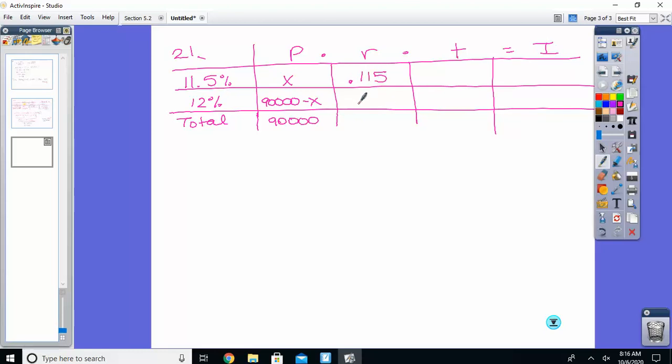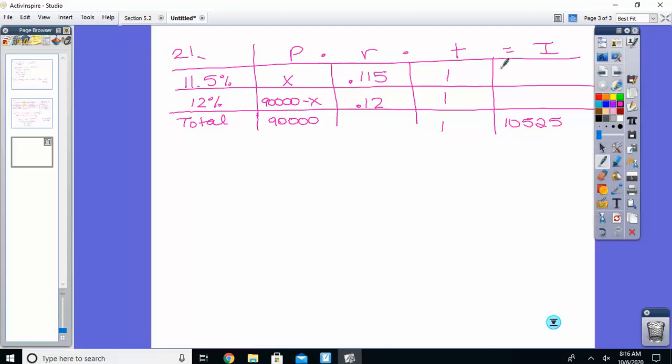Okay, 12%. And did it tell me the rate for the total? No. Okay, so we can leave it blank. Time. It said annual interest, so annual is how many years? Okay. And then it said the annual interest on the 2 loans amounts to $10,525. What is that? Total interest.